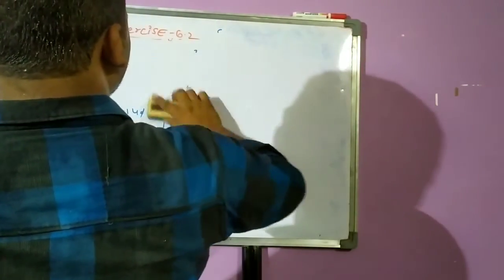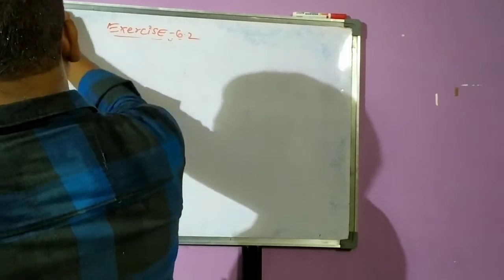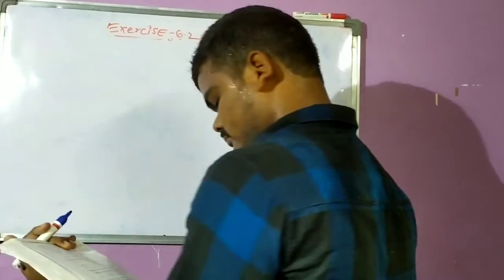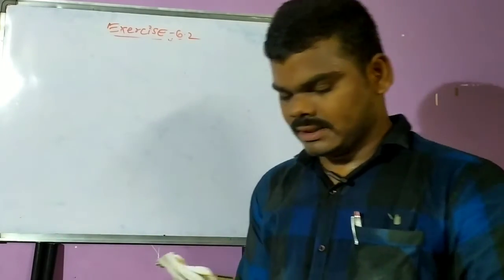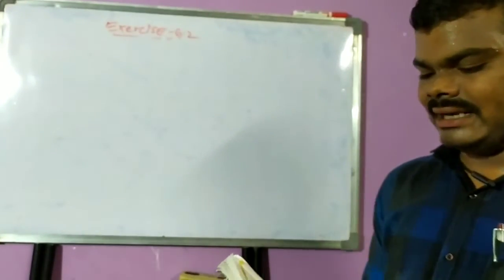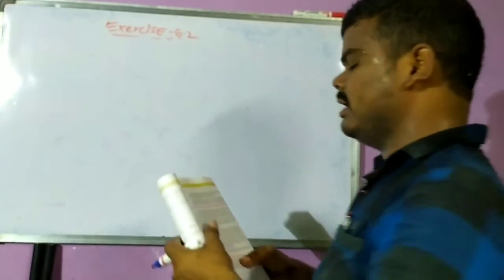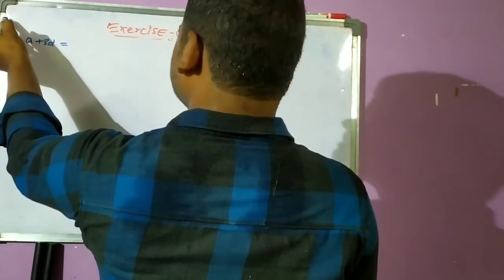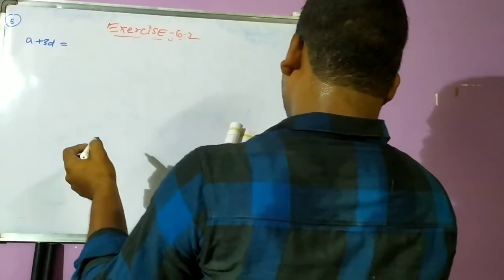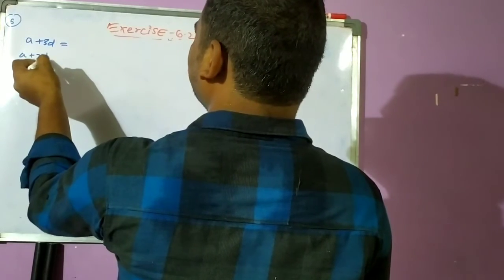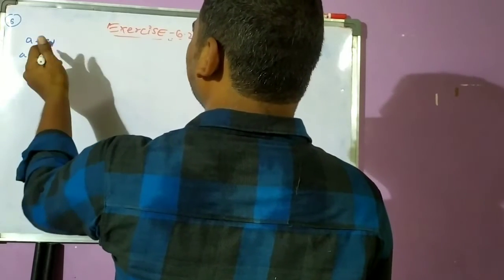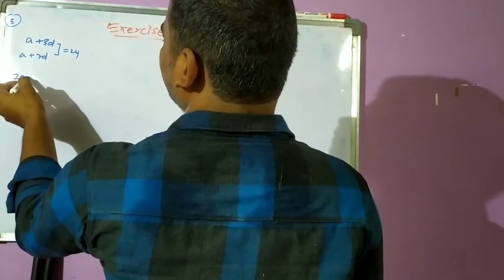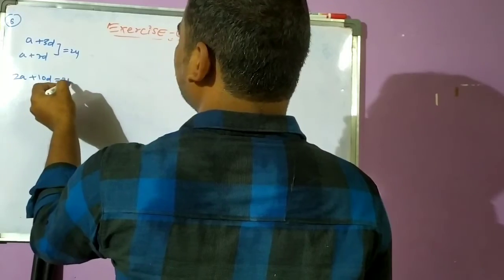Right? Next one. The sum of the 4th and 8th terms of an AP is 24. What is the 4th term? a plus 3d. What is the 8th term? a plus 7d. The sum of these two terms of the AP is 24. That means 2a plus 10d is equal to 24.